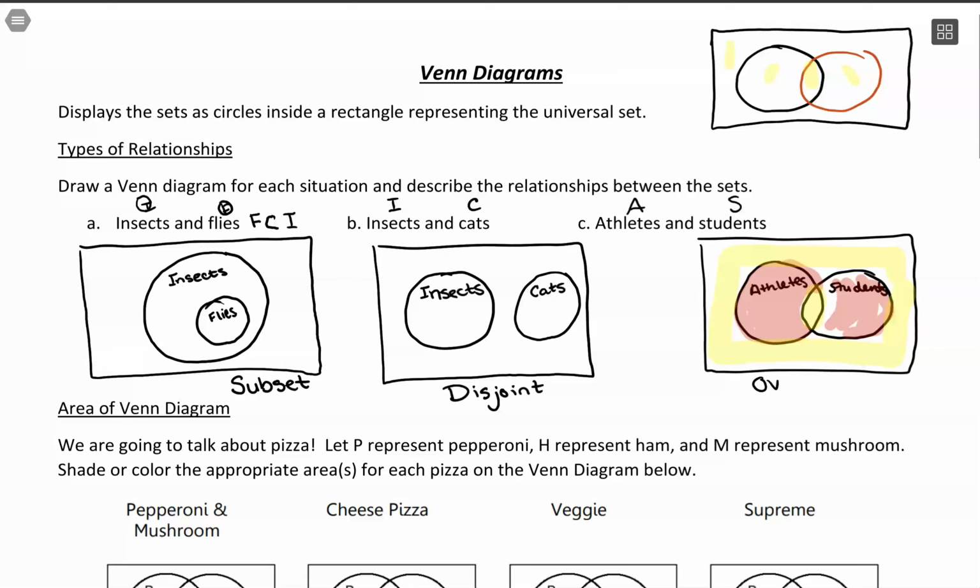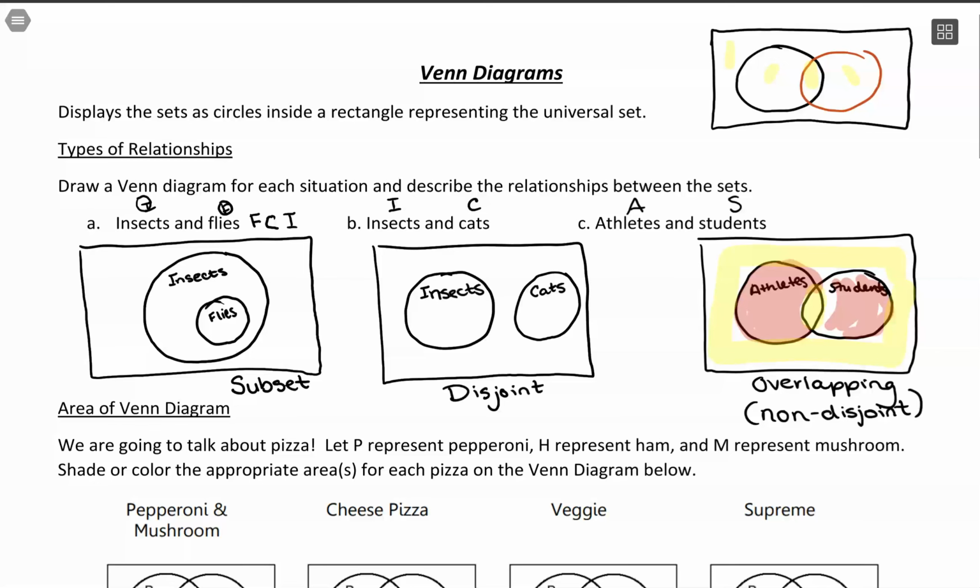So this would be an overlapping Venn diagram, or what we could even call this, you might see this term in our probability section, we'd say these are non-disjoint or not disjoint. It's kind of a strange thing when we get into more statistics stuff. We don't say they are joint, we just say they're not disjoint, but it means the same thing. So those are the types of Venn diagrams we could see.